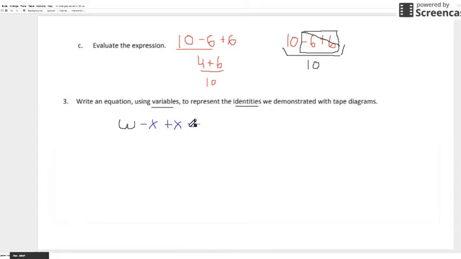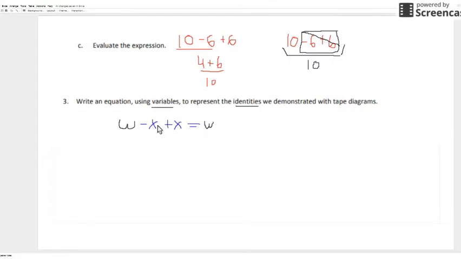So this is called using variables to represent a situation. If I start off with something, anything, and I subtract something from it, and I add the same something back to it, I end up with the original part. So there you go. If I start off with W and I minus X from it and I add X back, it gives me what I start with.